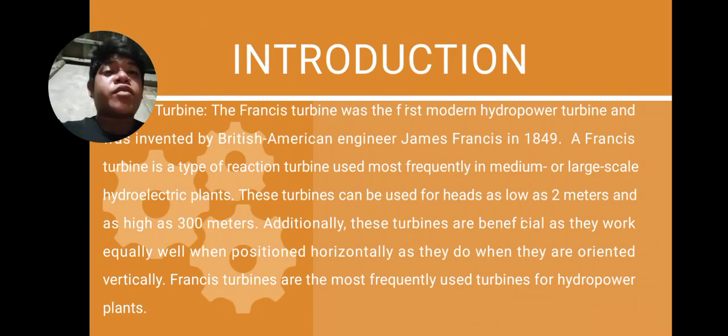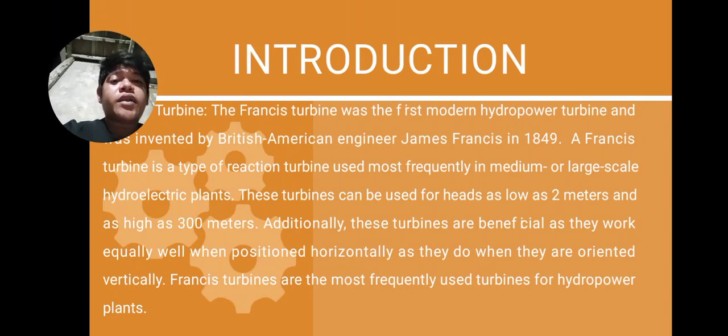So, what is Francis Turbine? The Francis Turbine was the first modern hydropower turbine and was invented by British-American engineer James Francis in 1849. A Francis turbine is a type of reaction turbine used most frequently in medium or large-scale hydroelectric plants. These turbines can be used for heads as low as 2 meters and as high as 300 meters. Additionally, these turbines are beneficial as they work equally well when positioned horizontally as they do when oriented vertically. Francis turbines are the most frequently used turbines for hydropower plants.